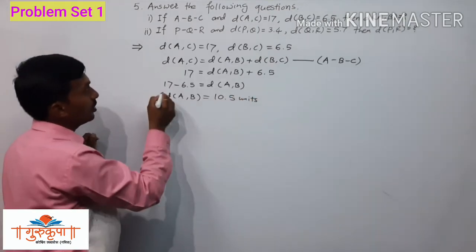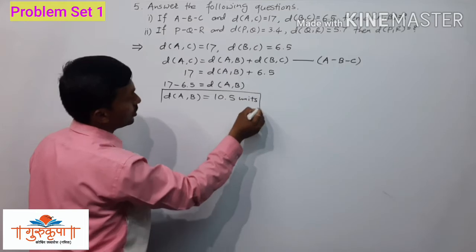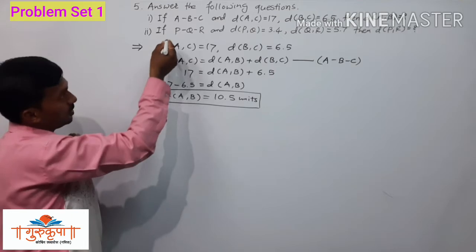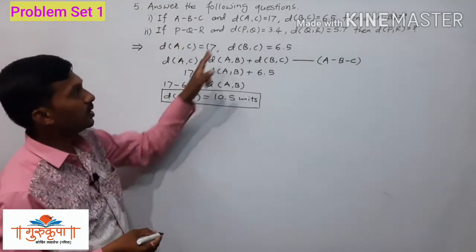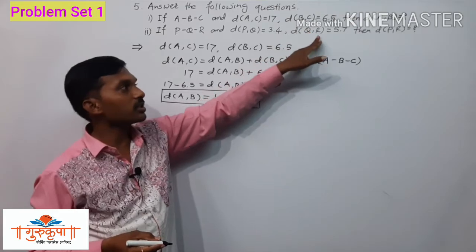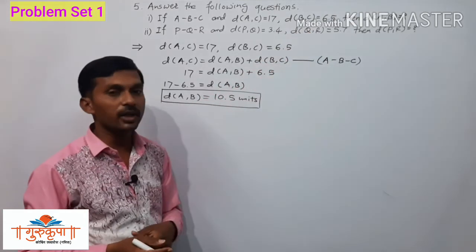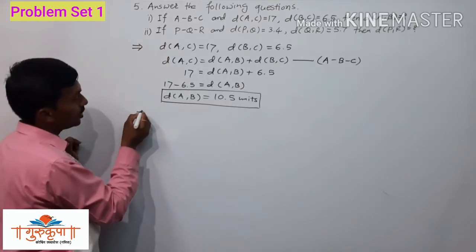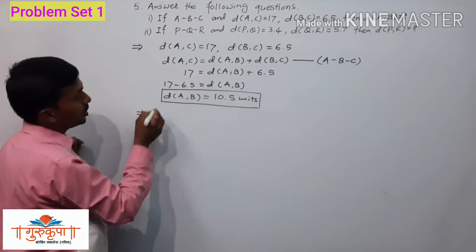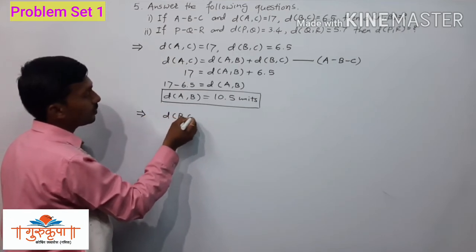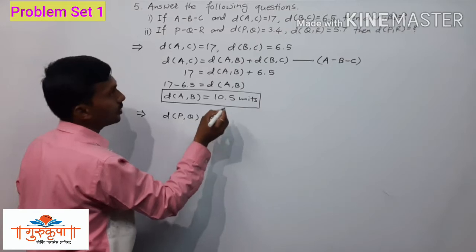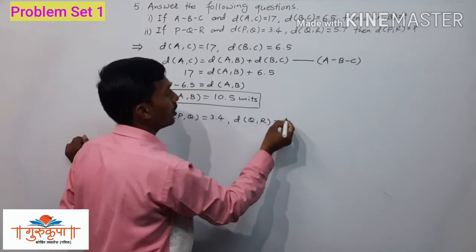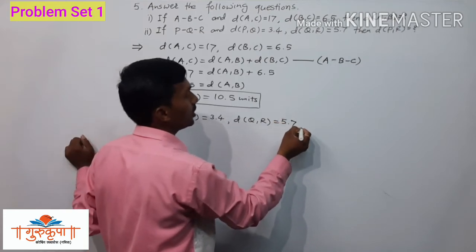This is the answer of the first example from the question number 5. Now we have the second example, that is Q is in between P and R. Distance PQ is given 3.4, distance QR is given 5.7, and we have to find the distance PR. So first of all we will write the information which we have available there. It is given that distance PQ is 3.4. It is also given that distance QR is 5.7, and we have to find the distance PR.